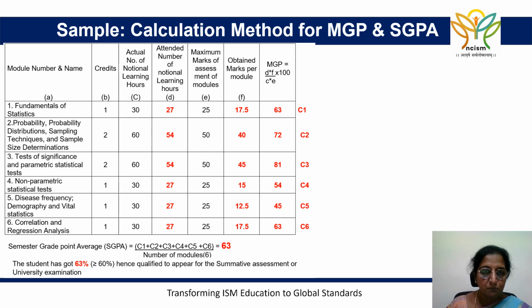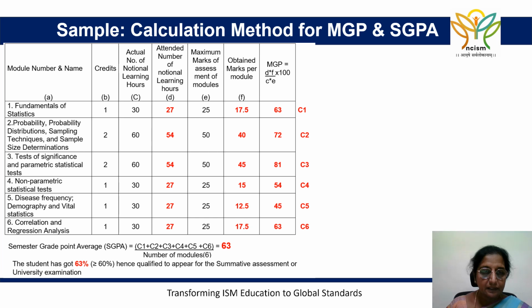E column shows the maximum marks of the assessment of modules by the student. F column shows the marks obtained per module. Coming to the last column, it shows MGP calculation: D into F divided by C into E into 100. So there are 6 modules and the titles are shown, and the number of credits assigned for each module are shown.